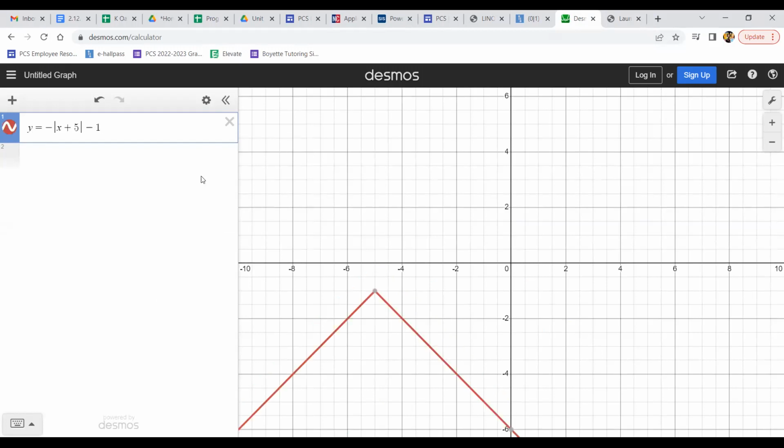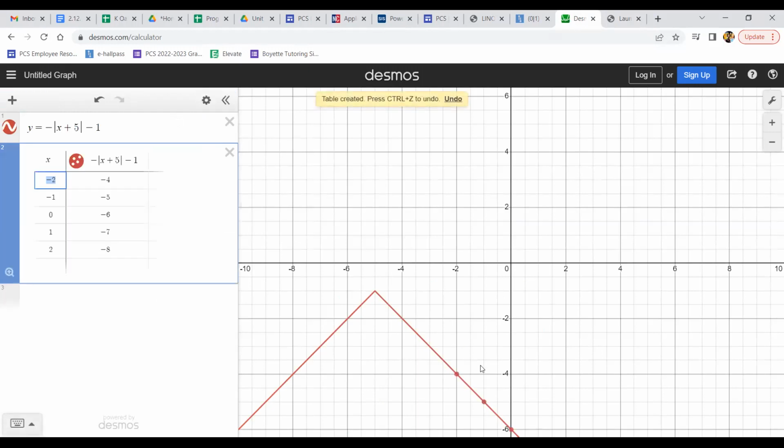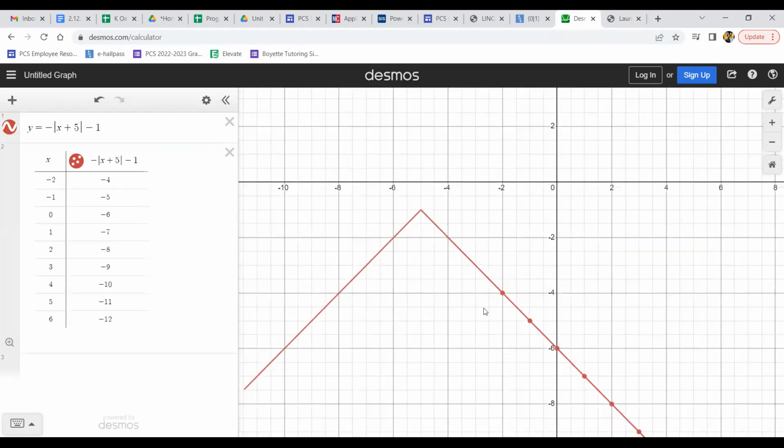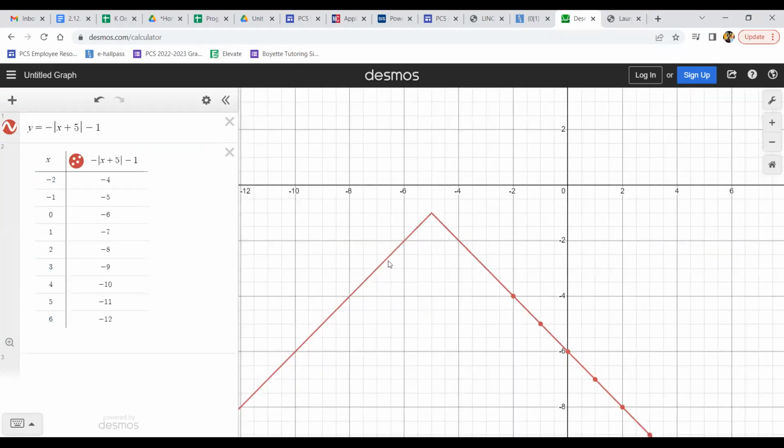And then do you guys remember how to get the points to show up on Desmos? Yeah, so click the table. Now, at this point, we got a couple points, but not very many. And if I go over here and press these, none of these are the points that I need, they're down there. So how do I get more of these points over here?